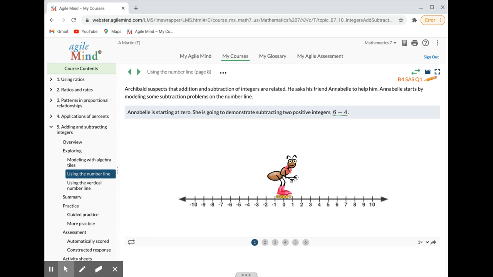All right, here we go. So let's look at it. It says Annabelle's going to start where? Where would Annabelle start? 0. No, she's going to start at 0. And then it says she's going to demonstrate subtracting 2 positive integers. So that's 6 minus 4. A while ago, Kalia kind of told us what was going to happen. So let's see if it works out the way that she said.